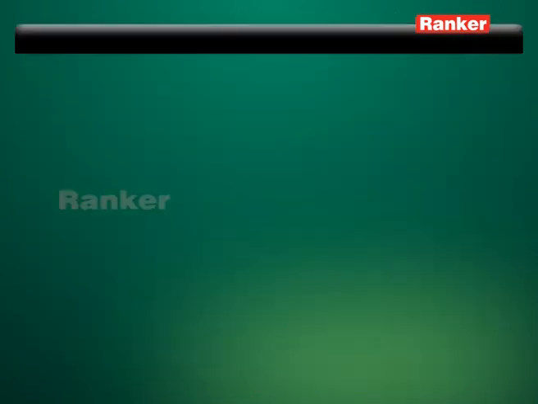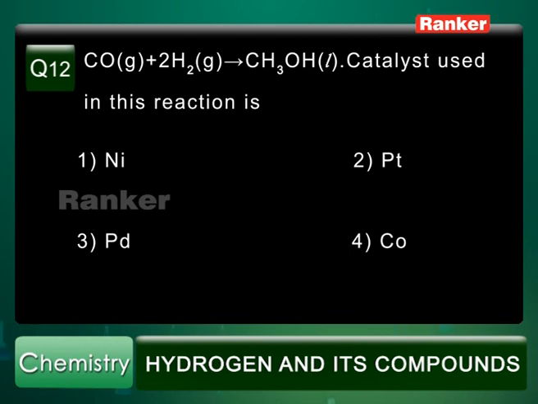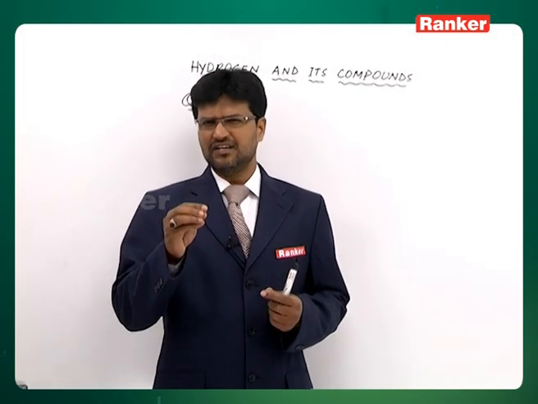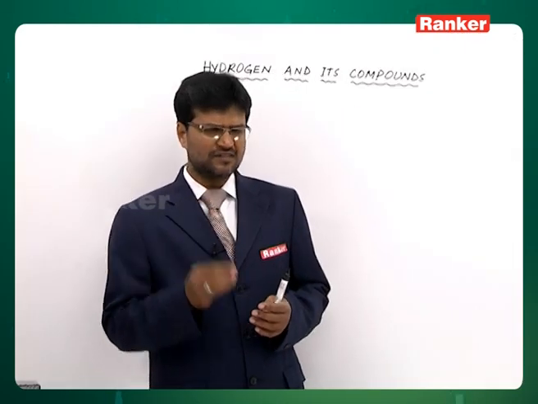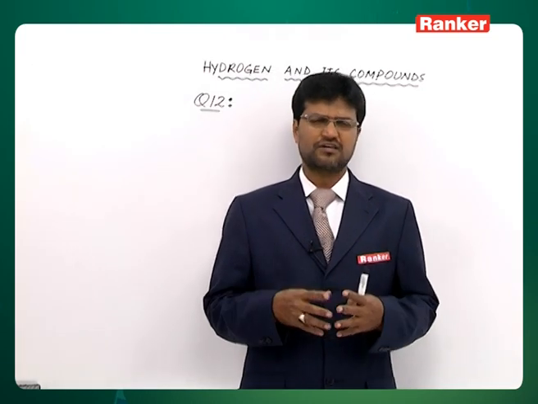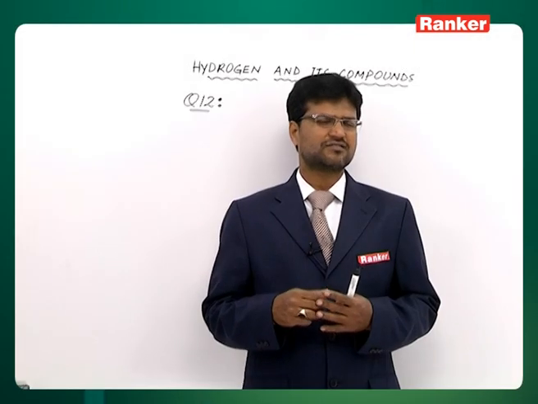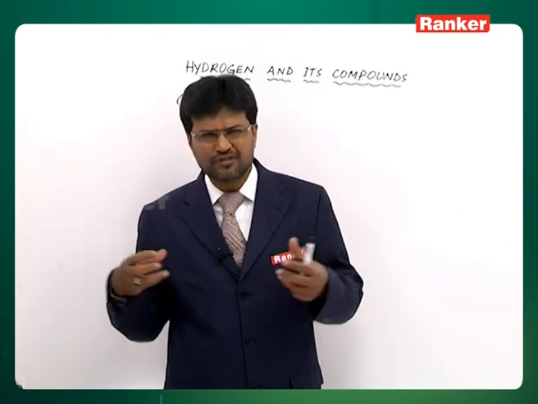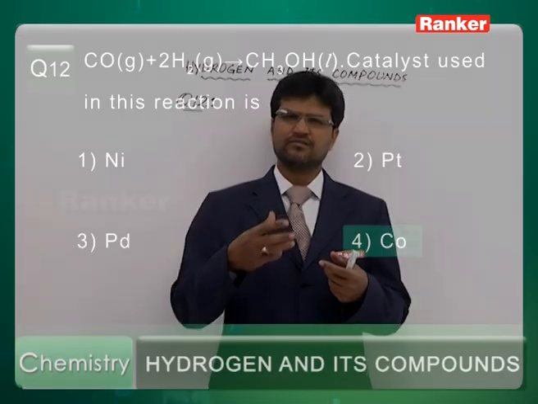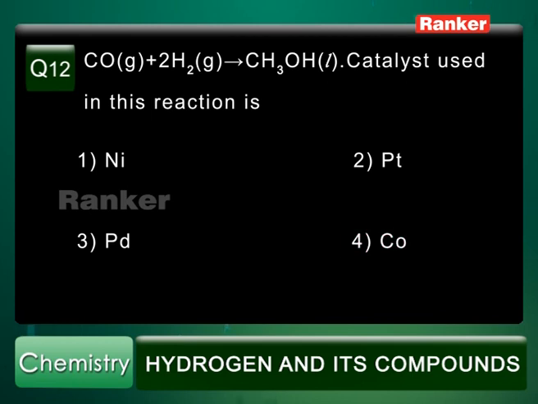Question number 12. Carbon monoxide gas plus 2 hydrogen gives methyl alcohol. Catalyst used in this reaction. This is the reason water gas is called synthesis gas. It is used to synthesize a commercially very important substance, methyl alcohol. So in this reaction, the catalyst used is what? First option is nickel, second option is platinum, third option is palladium, and fourth option is cobalt. The correct answer is cobalt. In presence of cobalt, carbon monoxide and hydrogen combine to give methyl alcohol. Answer is fourth option, cobalt.